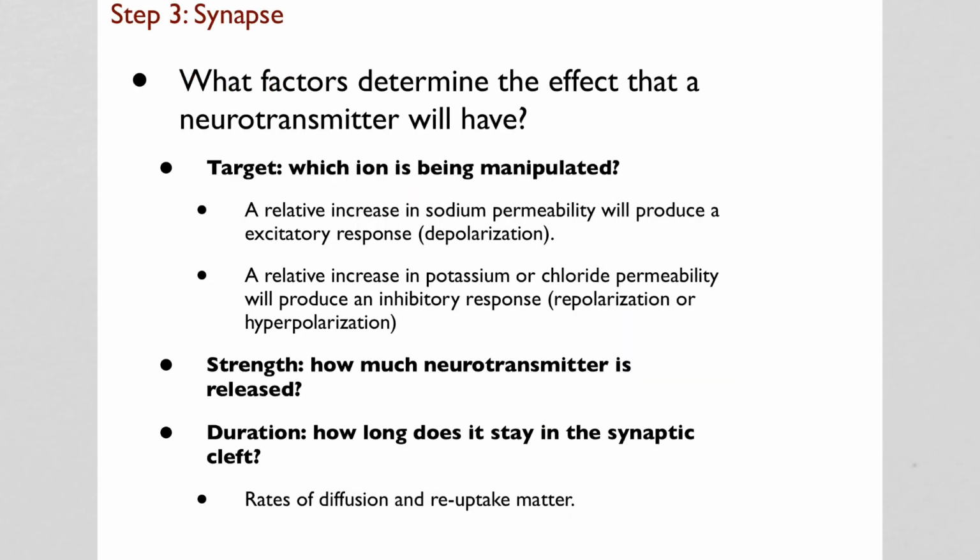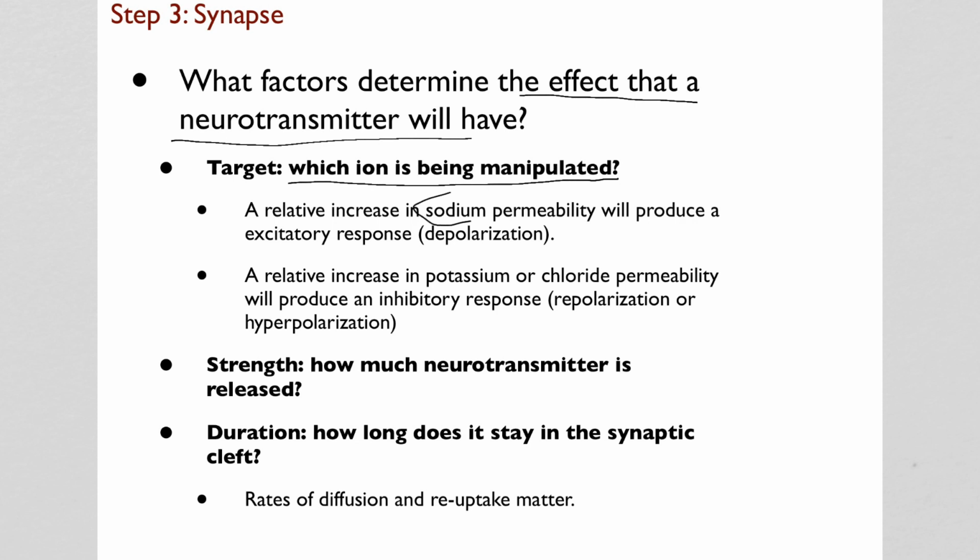All right, so let's do a summary, put some things together. If you want to know what effect a neurotransmitter is going to have on the postsynaptic cell that it's being released on, we have a handful of questions to ask. One is, which ion is being manipulated? That just means which ion flows through the channel that ends up being opened.